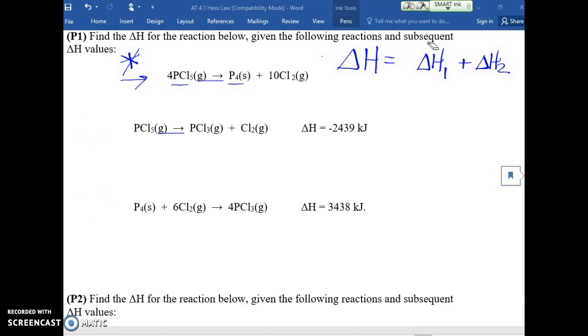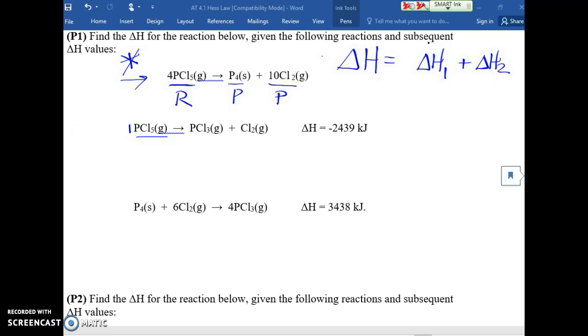Well, what am I looking for? Well, I know that I need to have 4 PCl5 gases on the reactant side. I need 1 P4 solid on the product side, and 10 Cl2 gases on the product side as well. If you notice in the first reaction that I gave you, this is why we chose this reaction, because it has PCl5 on the reactant side. There is one problem, however. I only have 1 PCl5 gas, and I need 4 of them.